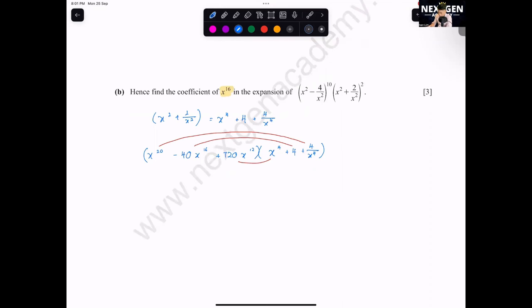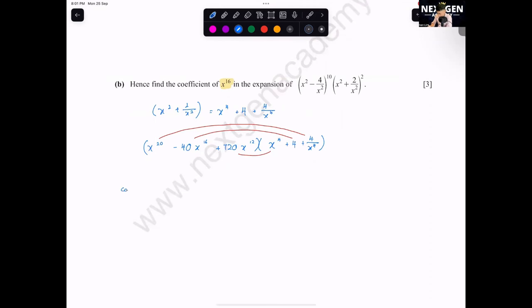I like to also do it like this. I don't like to keep writing the x to the power of 16, so I will just write coefficient of x power 16. This one is 1 times 4, minus 40 times 4, 720 times 1. Then just add it all up together. So right here, 1 times 4 plus negative 40 times 4 plus 720 times 1. You will get 564. That's for question 5.